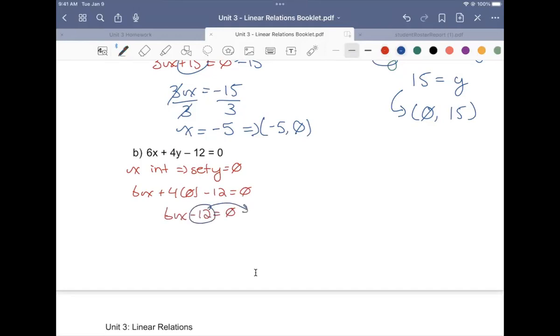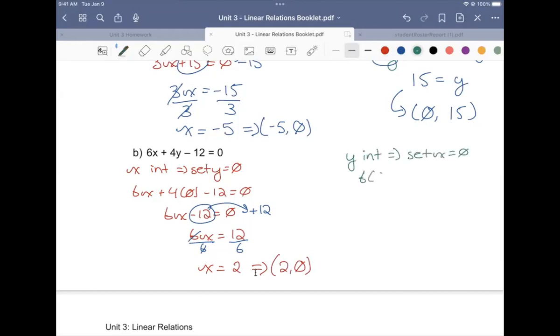I'm going to move my 12 to the other side and it becomes a positive 12. So I will get 6x is equal to 12. Divide both sides by 6, and I will get x is equal to 2, which means my x-intercept is 2, 0.